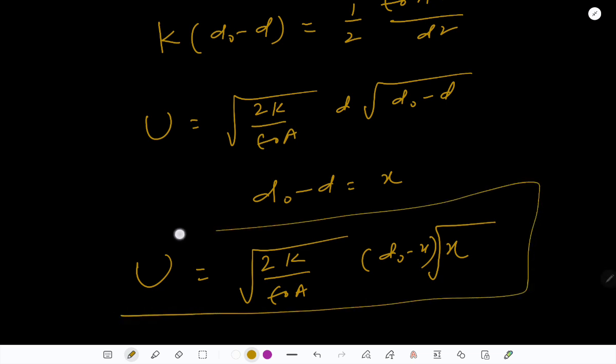Potential difference in terms of X. If you wish, you can draw it, and I think the problem is solved.